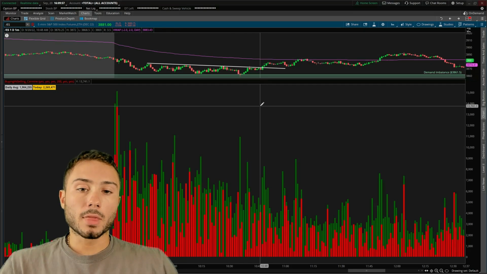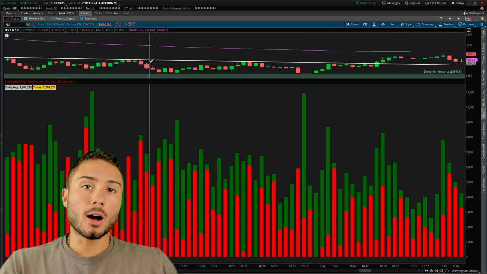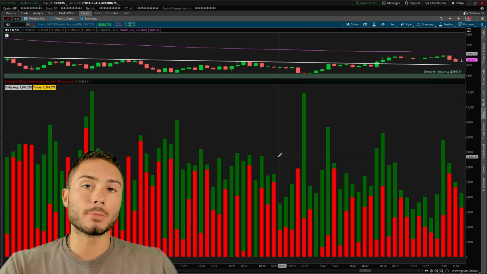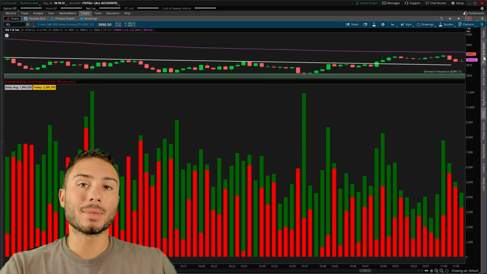So the first thing that I would like to highlight is that the indicator sorts data between upticks and downticks on the time and sales. This is different than a normal volume subgraph because it's going to give us colors which represent upticks and downticks on the time and sales.